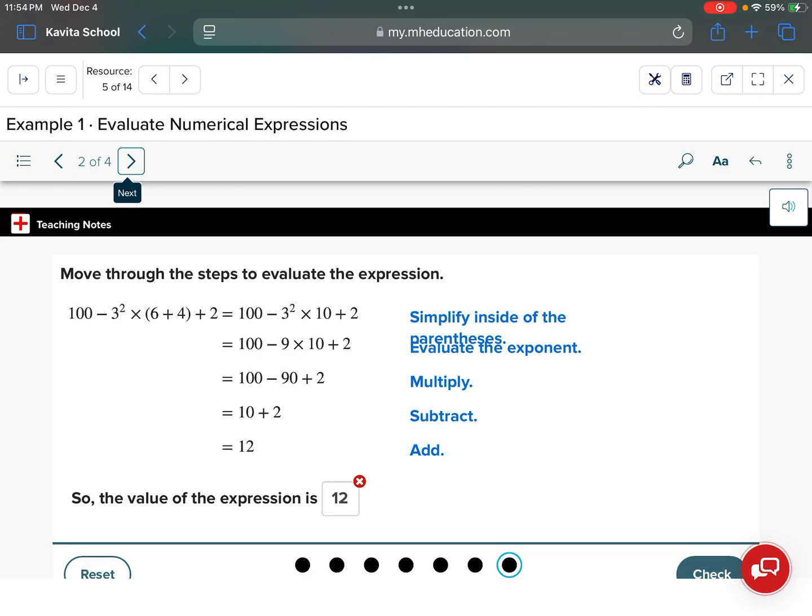And then, even though normally in the order of operations, add comes before subtract, when they follow each other like they do in this case, we're going to evaluate from left to right. So we do 100 minus 90, that's 10, plus 2, that gives us 12.